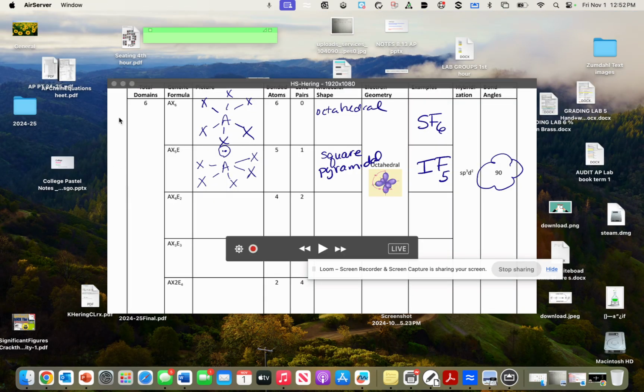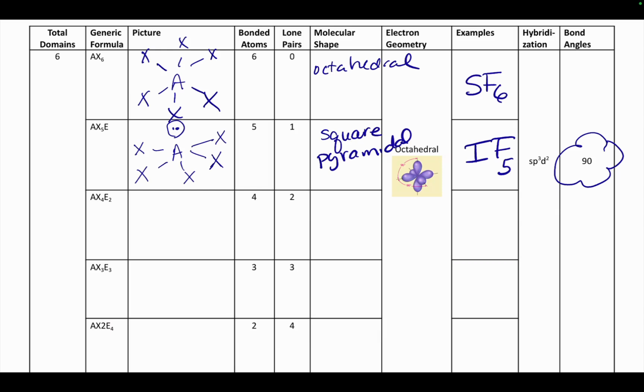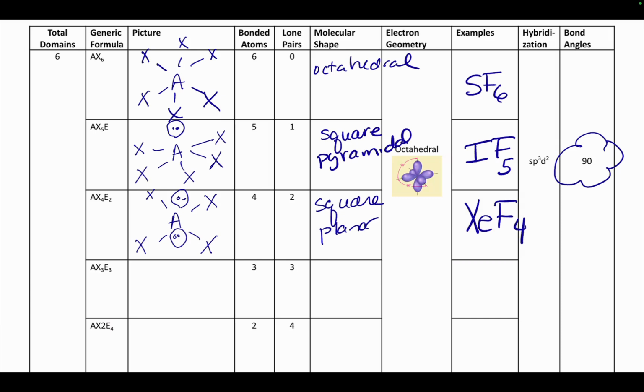All right. So all of these have 6 total domains. Next one, now we're going to have 4 bonds and 2 lone pairs. And this is called square planar. An example would be XeF4.